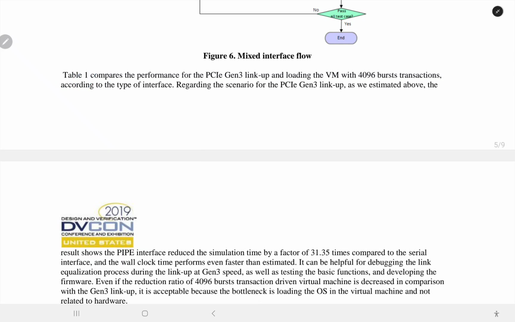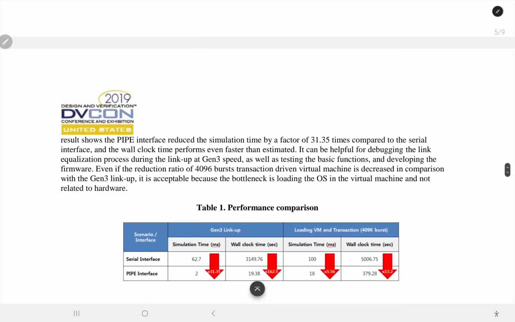Table 1 compares the performance for PCIe Gen3 link-up and loading the virtual machine with 4096 transactions according to the type of interface. Regarding the scenario for the PCIe Gen3 link-up, as we estimated above, the results show the PIPE interface reduced the simulation time by a factor of 31.35 times compared to the serial interface.